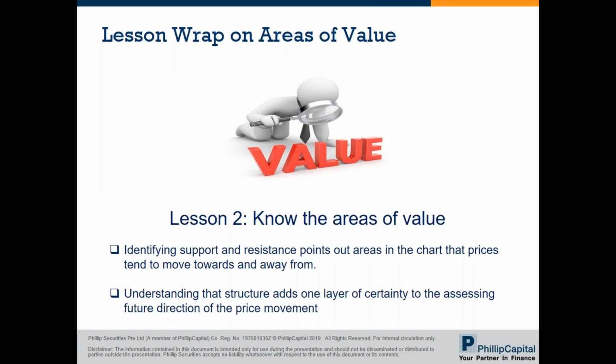And so that's the lesson wrap on areas of value. So what we want to do is to identify support and resistance that points out areas in the chart that prices tend to move towards and away from. Understanding that structure, or understanding that value, adds one layer of certainty to assessing our future direction of price movement. So the key thing about technical analysis is we always want to add more points of validation to ascertain that where we project the price to be is correct. So it is not just based on gut feel, but it is based on a methodology that we can plot out on the charts.